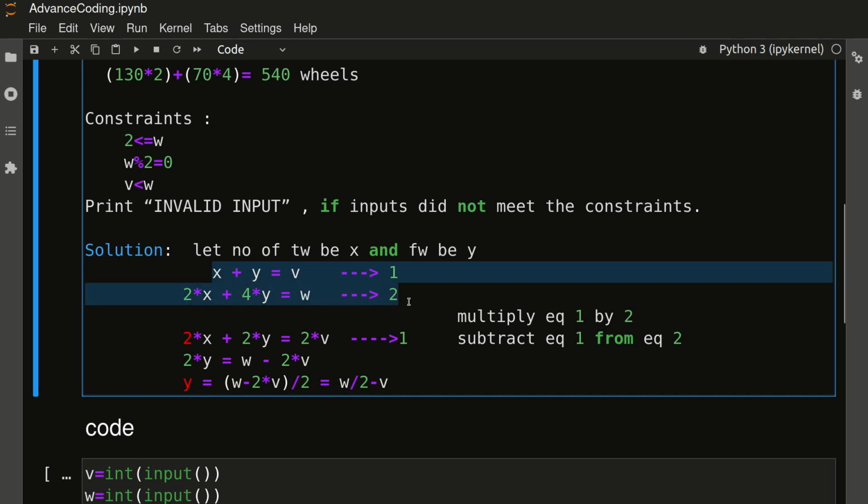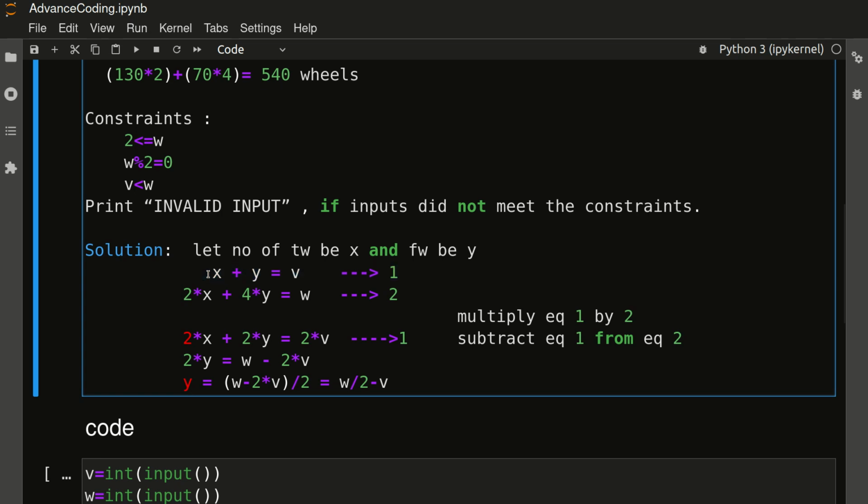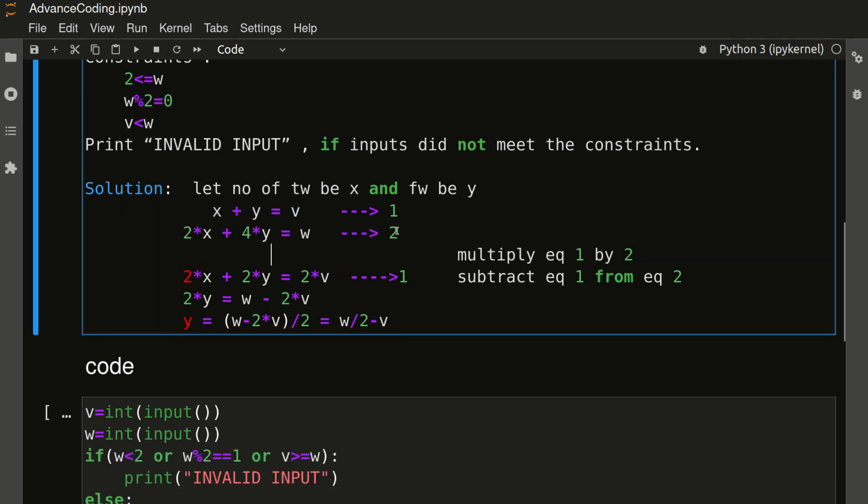Whenever you have these types of equations, try to make any equation in a single variable, like suppose in the first equation only in x or only in y. So what we will do, we will multiply equation 1 by 2. Now if we multiply this by 2, it will be 2x plus 2y equals 2v. Now we will subtract equation 1 from equation 2. Now the moment you subtract, you must be thinking that 2x will be cancelled out.